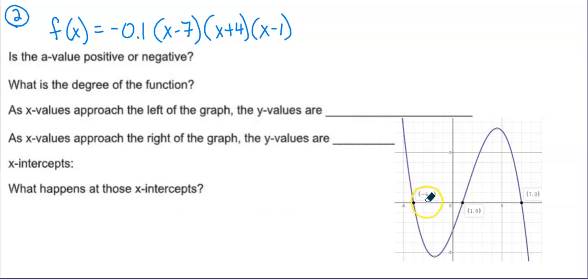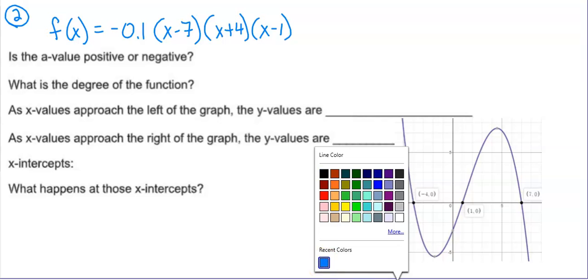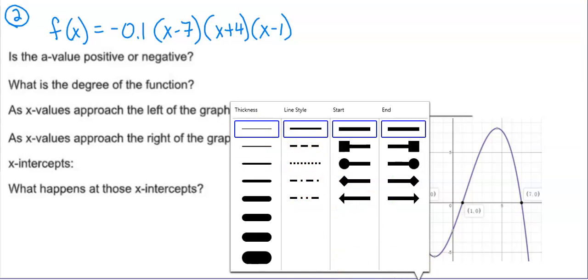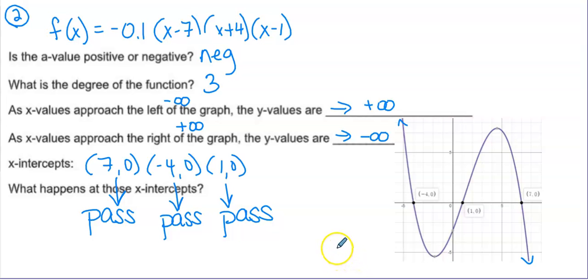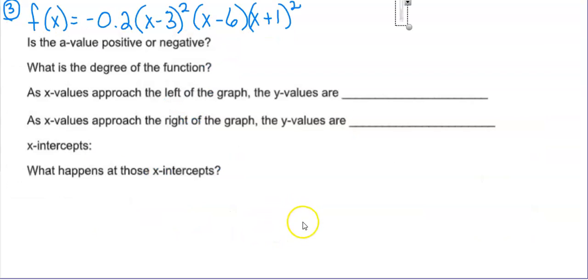This is the graph for number 2. So I would encourage you to pause the video on this one and see if you can fill in the answers to the questions and then come back. Okay, so I'm not going to go through every single one of these, but this is what your answer should have looked like. Okay, so for number 3, I would like for you to go ahead and go to Desmos, graph this one, and then come back and see if you got the graph right, and also check your answers.